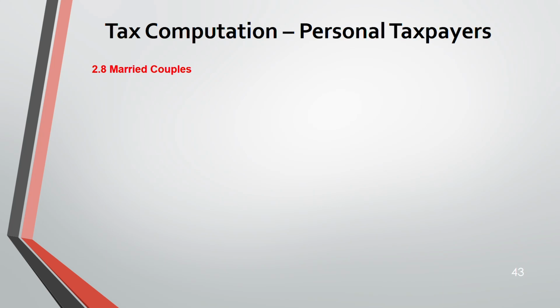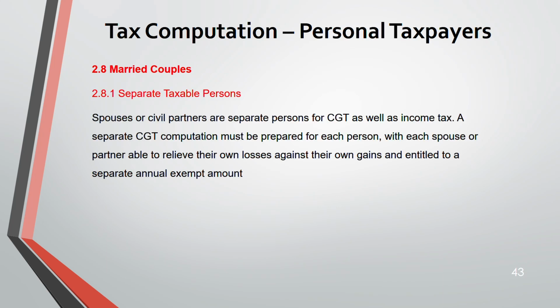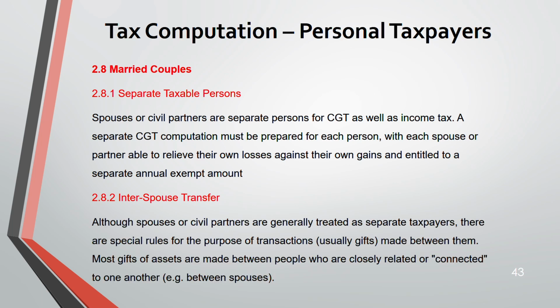Now moving on to the married couples. They are treated as separate taxable persons. This we know from income tax. Same for CGT. Now, so for each person a separate CGT computation must be prepared. With each spouse, they will be able to relieve their own losses against their own gains. And they are entitled to separate annual exempt amount. That means 3,000 each. Inter-spouse transfer. It's possible they can do an inter-spouse transfer.